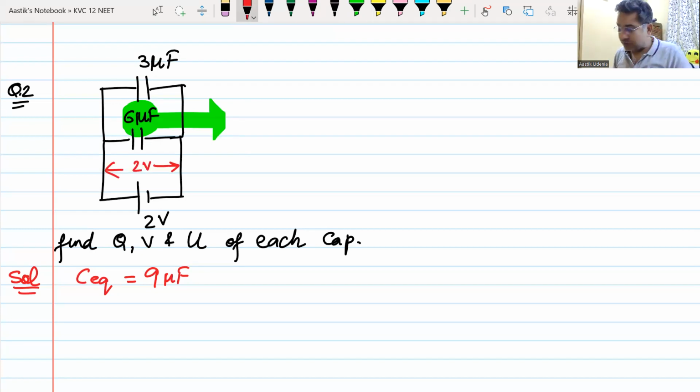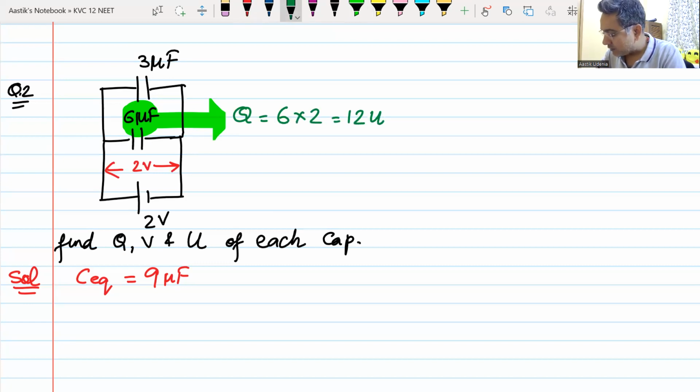Voltage is 2 volt. Capacitance is 6 microfarad. So you can write Q is equal to CV, 6 multiplied by 2. So the answer will be 12 microcoulomb. 12 microcoulomb will be the charge coming on the 6 microfarad capacitor. Do we understand this? Yes or no? Can I now have some voice from your side? Okay, no one is saying anything. I hope everyone understands this.